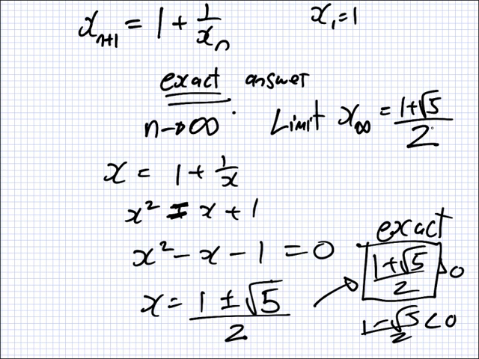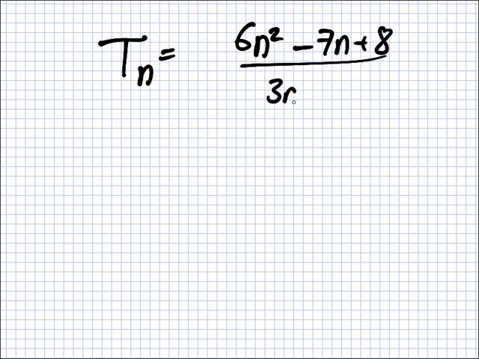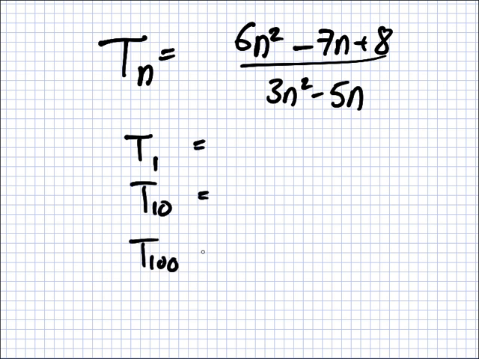You got that? Yeah? Scroll down. All right. Again, you can use your calculator. Here's a sequence t. Tn equals 6n squared minus 7n plus 8 over 3n squared minus 5n. So I want you to calculate a few terms for me. You can give me it as a decimal, okay? Give me the first term, the 10th term, and the 100th term. So we put in n as 1, and then 10, and then 100.